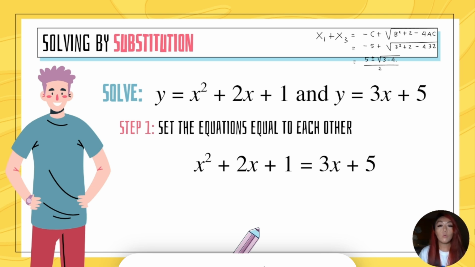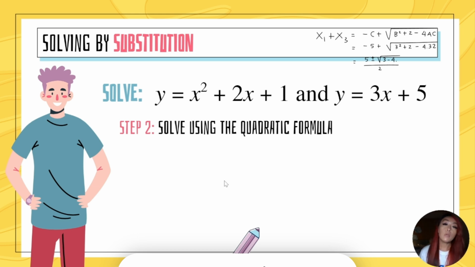Now that we have the equations equal to each other, what we want to do is move everything to one side of the equal sign and set the entire equation equal to 0. So we'll subtract 3x and subtract 5 on both sides, and we get x squared minus x minus 4 equals 0. Now we're going to use the quadratic formula to finish solving.